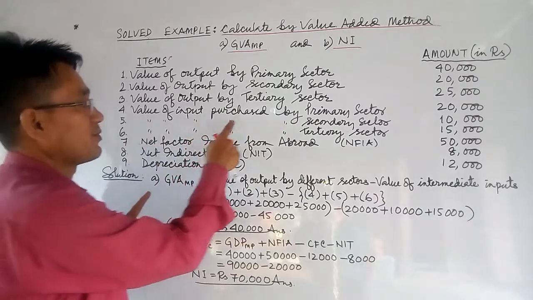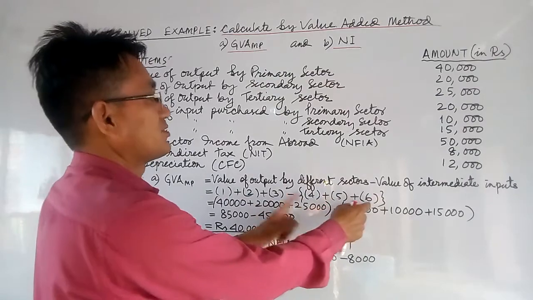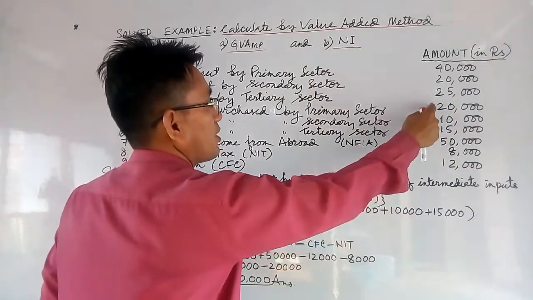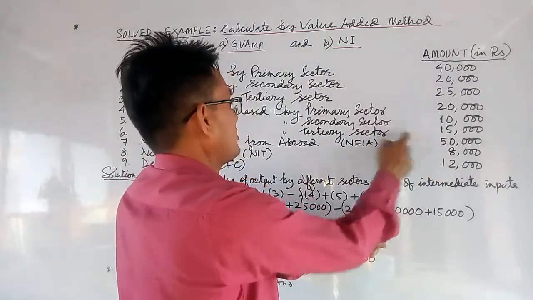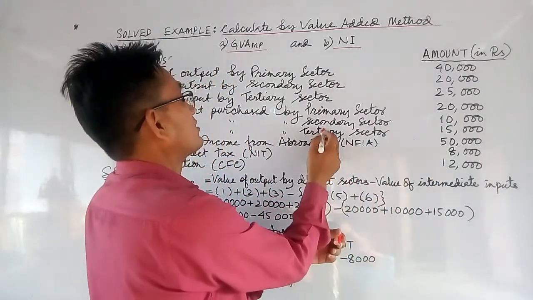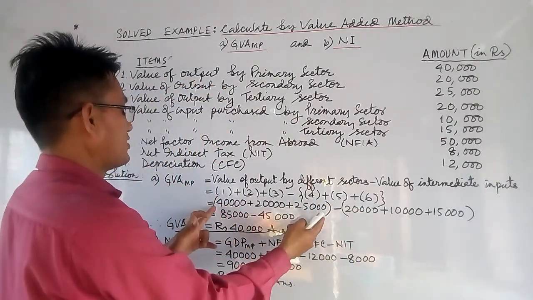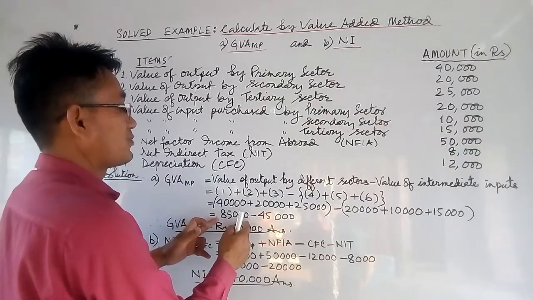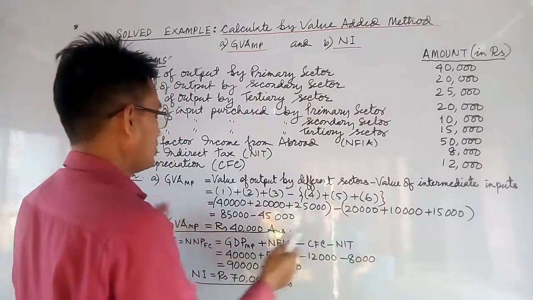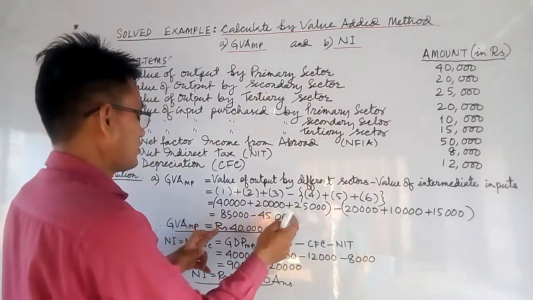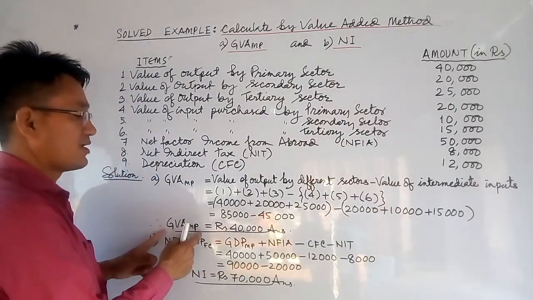That is the input purchased by the primary sector, secondary sector, and tertiary sector. So 4, 5, 6: we have 20,000 here, then 10,000 here, then 15,000 here, the value of inputs by the tertiary sector. Adding up the first 3, we get 85,000, and the last 3, 4, 5, 6, total 45,000. So 85,000 minus 45,000 is 40,000. This 40,000 is nothing but gross value added at market price.